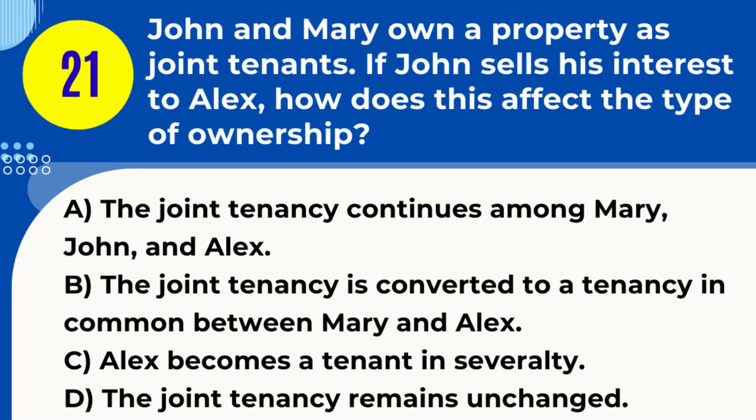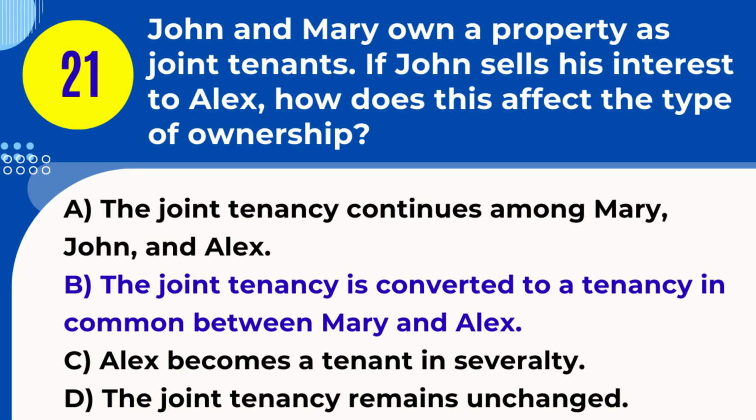Question 21. John and Mary own a property as joint tenants. If John sells his interest to Alex, how does this affect the type of ownership? A. The joint tenancy continues among Mary, John, and Alex. B. The joint tenancy is converted to a tenancy in common between Mary and Alex. C. Alex becomes a tenant in severalty. D. The joint tenancy remains unchanged.